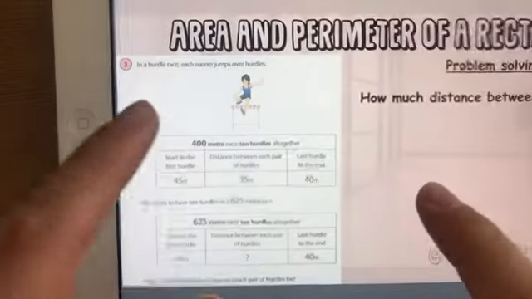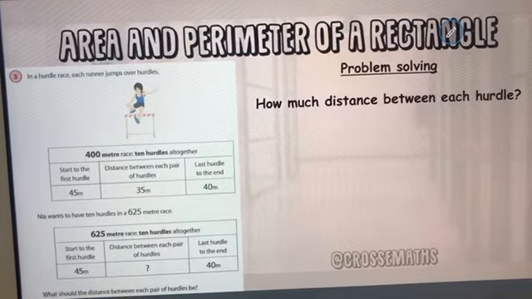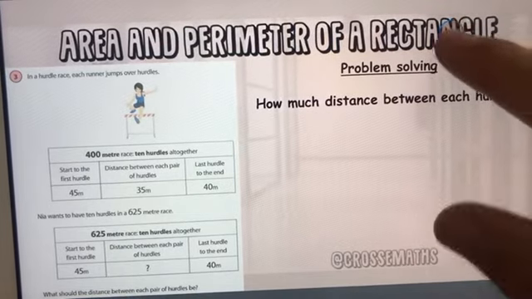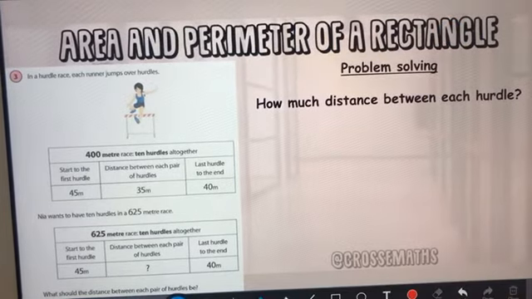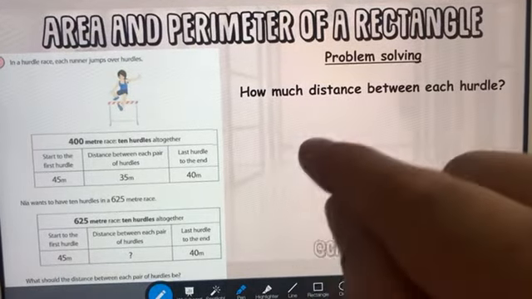Right then, so very quickly I'm going to go through all this, okay? So what we've got, I always like to draw a picture. This is the most important part of doing questions like this. Always draw it out. Okay, so I've got 10 hurdles.